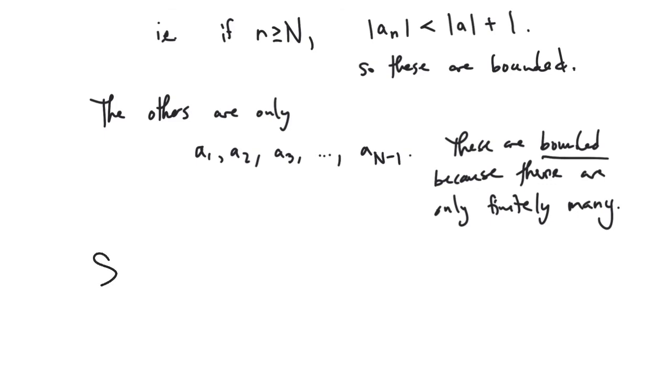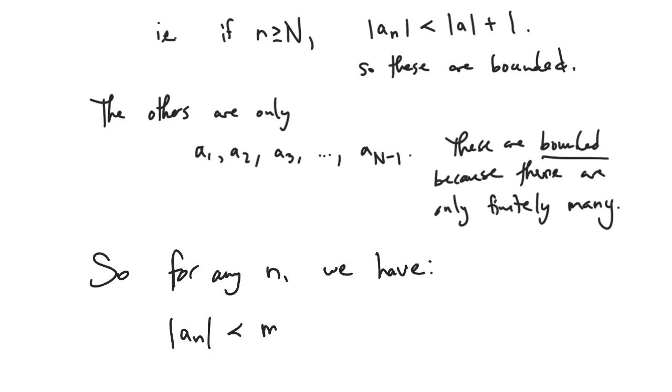So it is a fact that for any n, we always have absolute value of a_n, and this will look a little strange, but this is actually another thing that we're going to be writing from time to time, less than or equal to the maximum of these numbers: absolute value of A1, A2, and so on, up to A big N minus 1, or absolute value A minus 1.